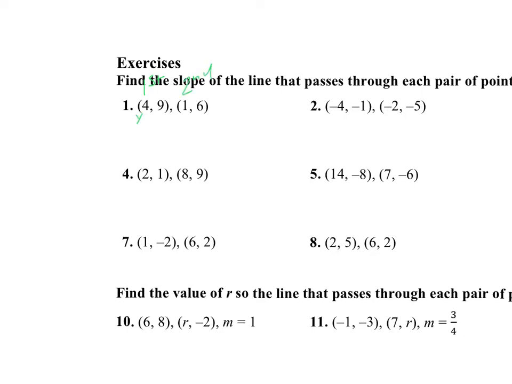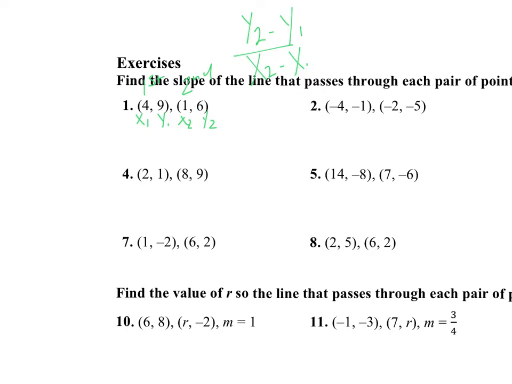And then we know there's an x and a y in each ordered pair. Hopefully we know that. So because 4 and 9 are in my first ordered pair, I'm just going to call them x1 and y1. Because 1, 6 was my second ordered pair, I'm going to call 1 and 6 x2 and y2. And now we can use our handy formula, right? So it's y2 minus y1 over x2 minus x1. Okay, so plug your numbers in where they go.